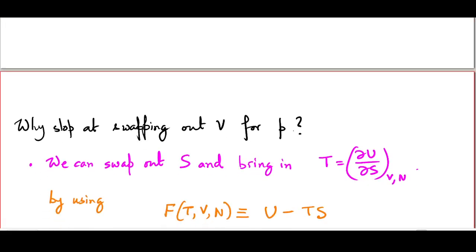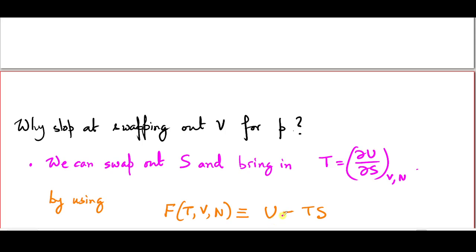We can swap out S from U of S, V, N and bring in T, which is the temperature, the partial derivative of U with respect to S at constant V and N. But if you do that, you have to change the function U if you want to retain complete thermodynamic information. You have to change it to U minus the product of T and S. Remember once again, Legendre transformation involves subtracting from the function, in this case U, the product of the variable you are swapping out with the derivative that you are swapping in.